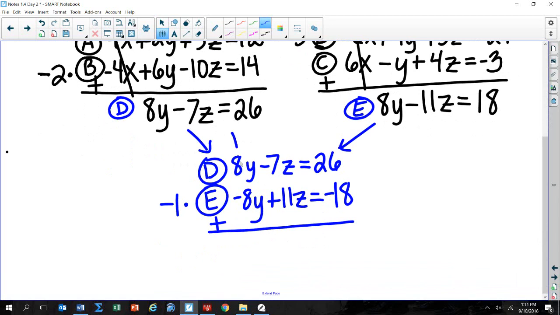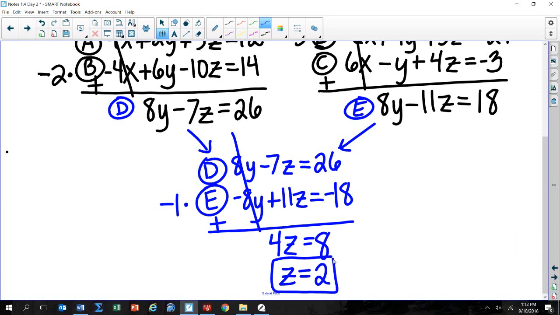So now the y's are dropping out, right? 8y minus 8y is 0. Negative 7 plus 11... that would be 4z. Okay, positive. And then what's 26 minus 18? 8. Okay? Divide both sides by 4, and we get z equals 2.